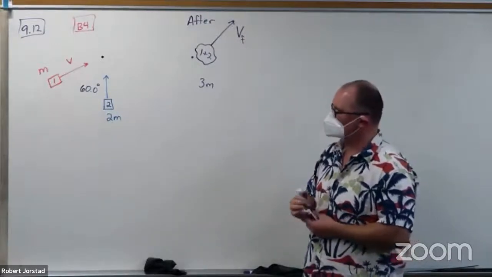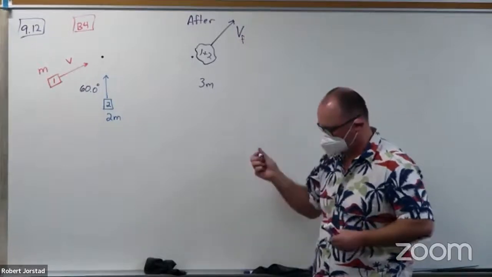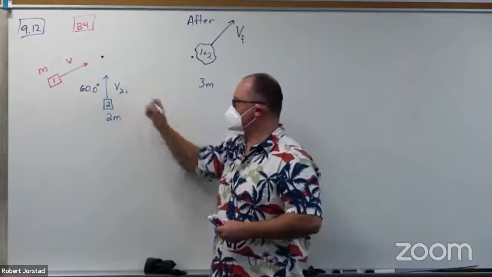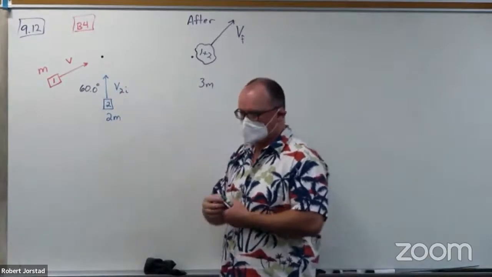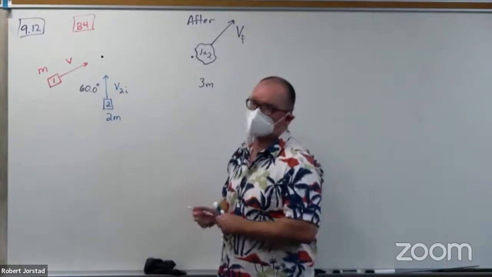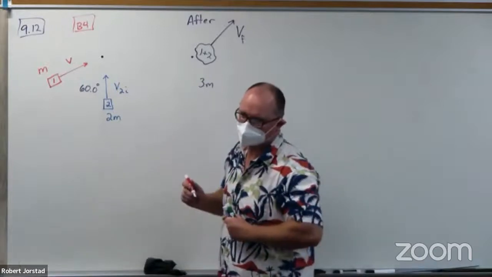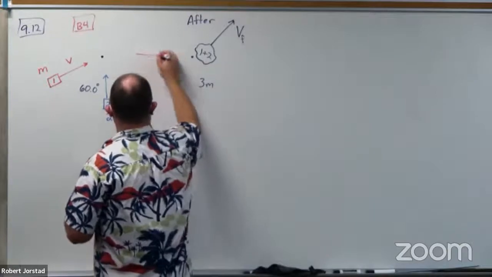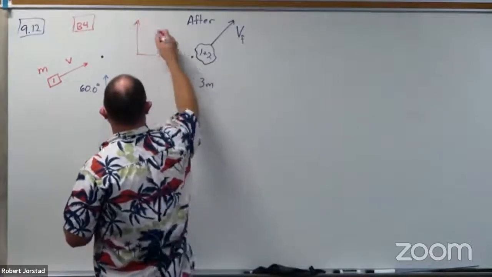What are we trying to find in this problem? Initial speed of V2. So we're looking for V2 initial. What coordinate system should we use for this one? How about a normal one? Right, let's use a normal coordinate system so we don't have to do any backward stuff.